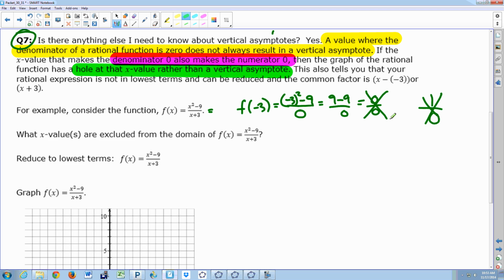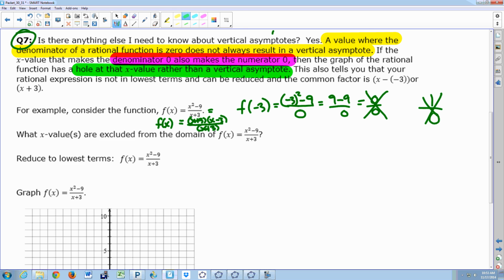So we can't do it. So when you have a situation like this, it tells you that the value of x, which then will correspond to a factor, is the common factor top and bottom. And you'll notice that you can factor this numerator: x plus 3, x minus 3, divided by x plus 3. And there you see it, the common factor that's both in the numerator and denominator.